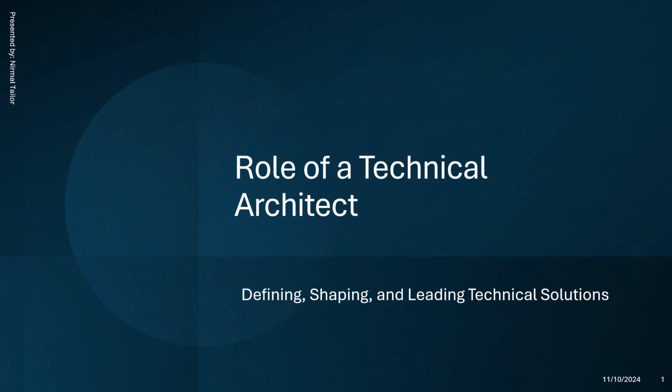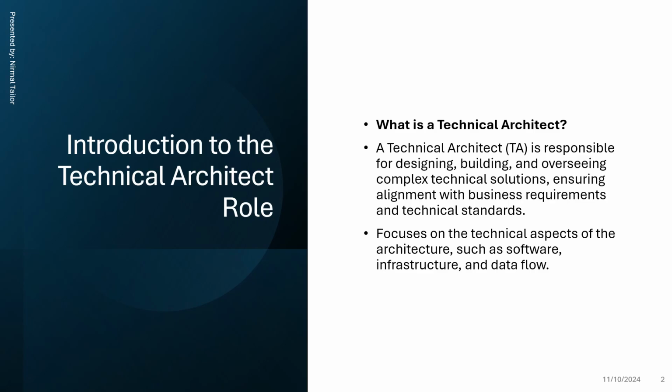I'm here to discuss the role of a technical architect, a key position in shaping and implementing complex technical solutions. In this presentation, we'll cover the responsibilities, required skills, tools, challenges, and overall impact of a technical architect on an organization. A technical architect, or TA, is responsible for defining and designing technical solutions that align with business goals and technical standards. This role requires a blend of deep technical expertise, strategic thinking, and leadership. Technical architects ensure that a project's technical direction supports both the immediate needs and long-term vision of the organization.